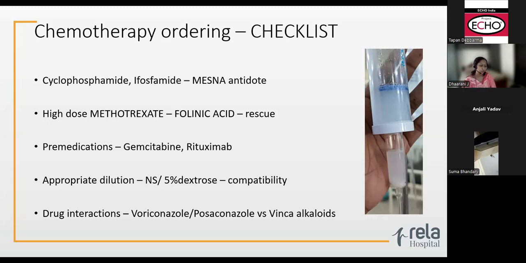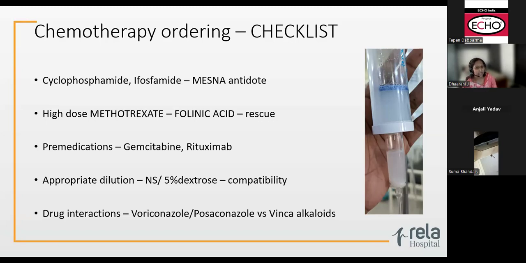Oxaliplatin is another platinum drug, which is usually mixed in 5% dextrose, and most of the other drugs are mixed in NS. So it is very important that we see the drug insert or the drug protocol books and then write the chemotherapy. It is important from the oncologist's point of view, but to have a manual from the nursing side and then checking that is also very important.